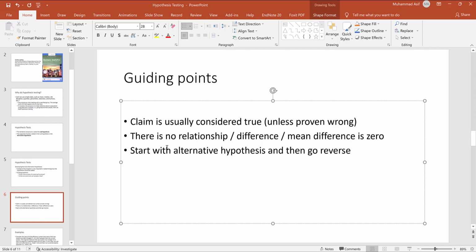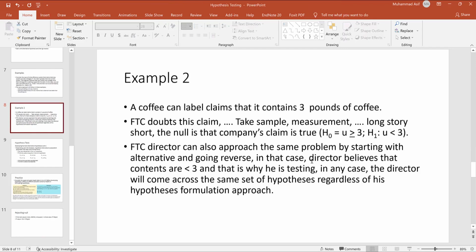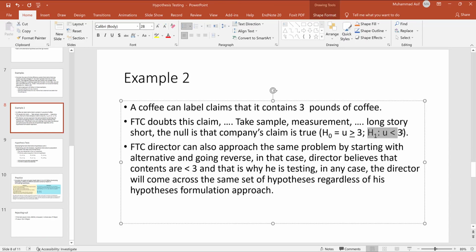So in this case, they can start with the alternative hypothesis, and they can state that the alternative hypothesis is that contents are less than 3 pounds, and so that becomes the alternative. And then the null hypothesis would be exactly the opposite, and the null hypothesis would state that contents of coffee are either equal to or more than 3 pounds. So in this case, the starting point will be the alternative hypothesis, which states that mean contents are less than 3, and then going reverse, the null hypothesis would be that the contents are at least 3 pounds.